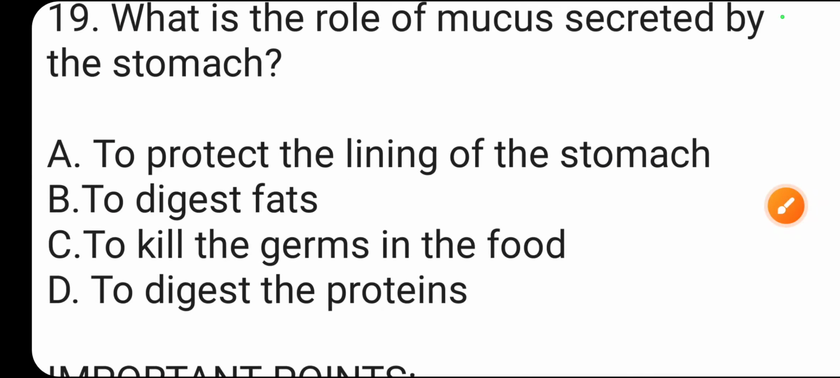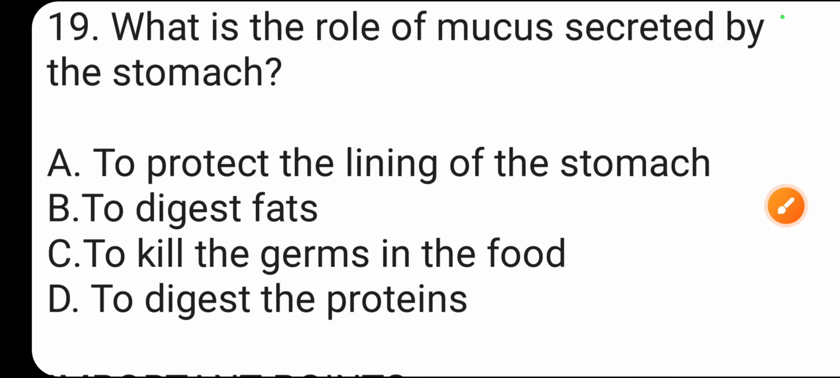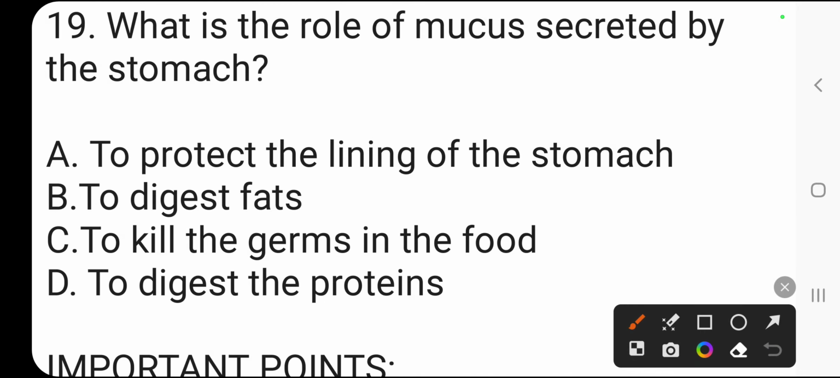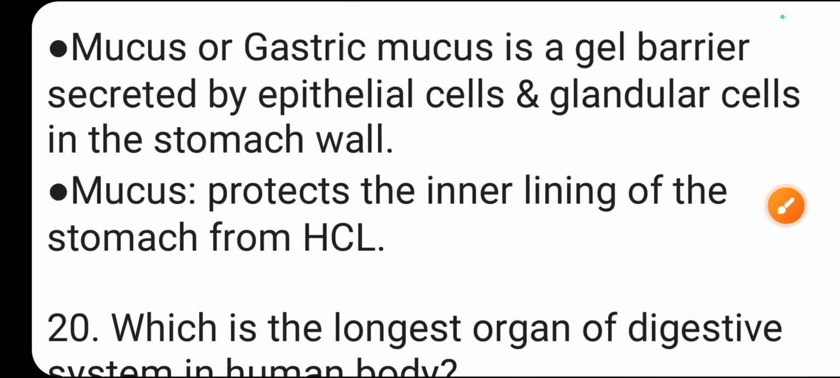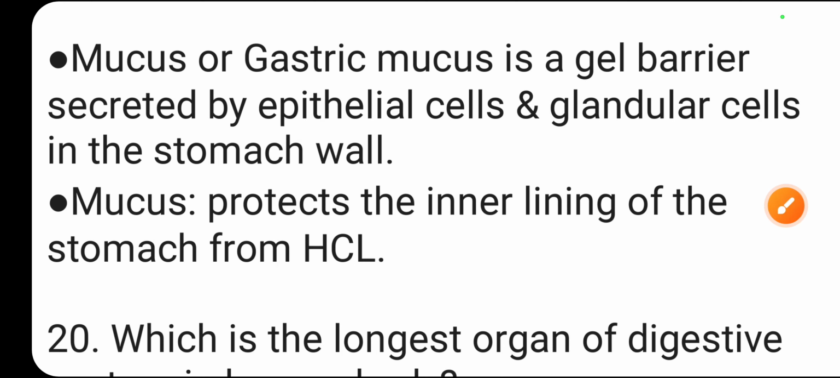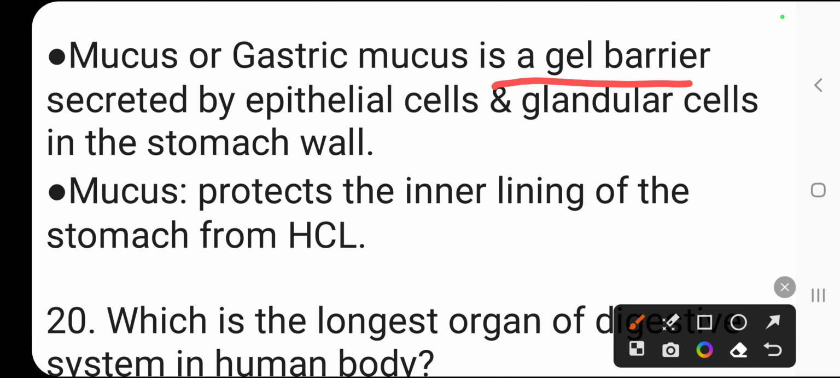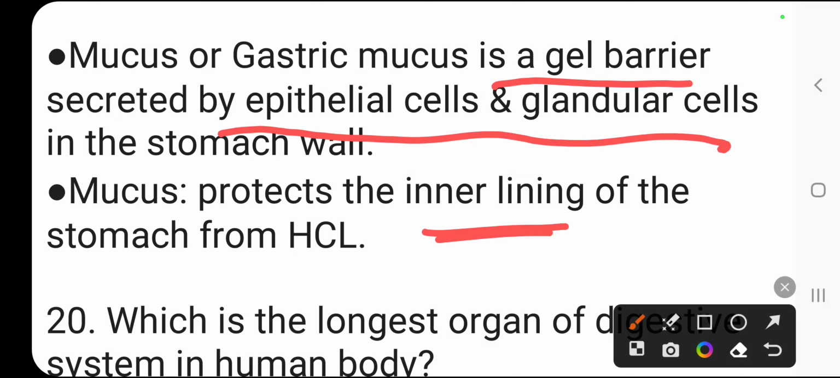Next question. What is the role of mucus secreted by the stomach? Mucus plays an important role in protecting the lining of the stomach. We'll see some important notes here. Mucus or gastric mucus is a gel barrier secreted by the epithelial cells and the granular cells in the stomach wall. It protects the inner lining from the hydrochloric acid, HCl.